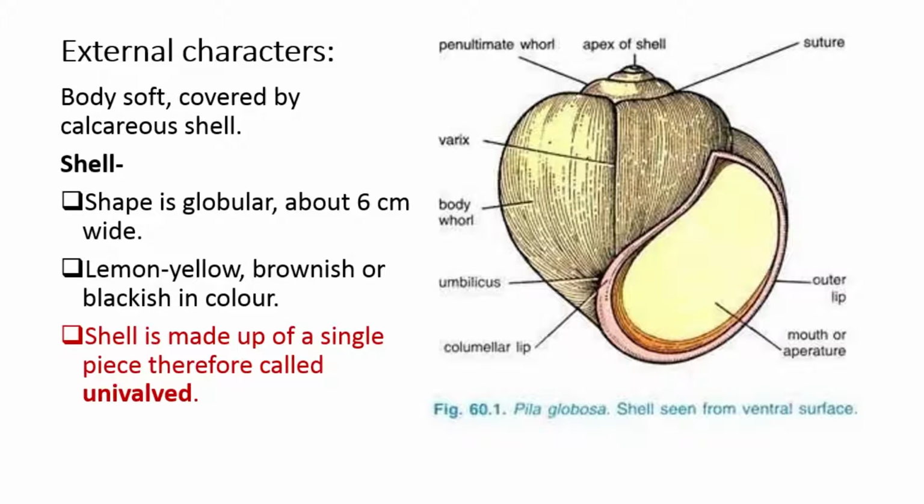The shell is made up of a single piece. Therefore, we can call it univalved. Single valve is present. That is why univalved shell. And this shell is also called unilocular. Why unilocular? Because this shell is undivided internally. That is why we call it unilocular shell.